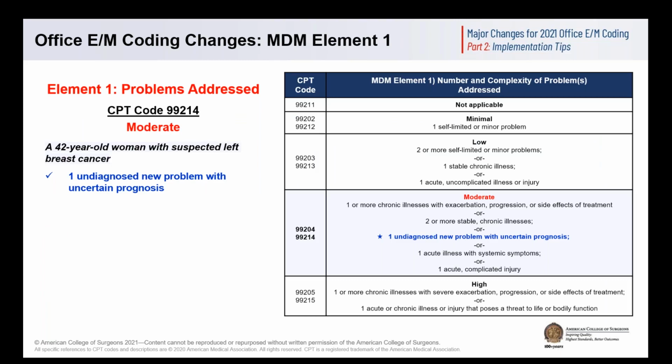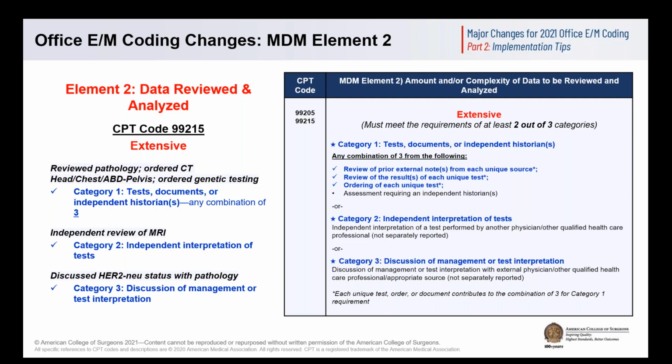So she has one undiagnosed new problem. So she's at a level 4 based on what her presenting symptoms are. You now have the diagnosis that it's cancer, but it still has an uncertain prognosis because it's a very aggressive inflammatory breast cancer. Next slide. You met the data elements, as I noted. You reached the level of 5, an extensive review with 2 of the 3 categories.